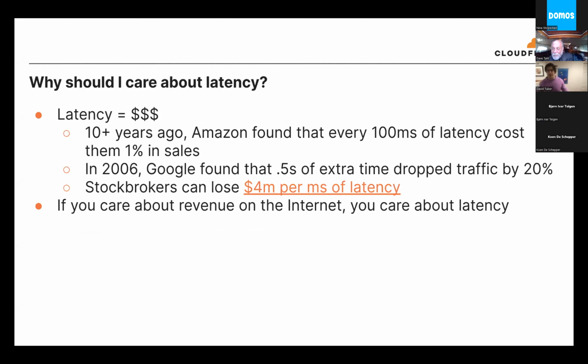So why should we care? This is actually a very fundamental question. Why are we here? The answer is because if you're an application developer, and I'm guessing that probably some of you are, latency has a direct correlation to revenue. This is not new information. Amazon found this out over 10 years ago. Google found this out in 2006. Stockbrokers have known this forever. If you've ever had any conversation with any tech company that deals with the finance industry, they have very, very strict latency requirements because they can lose a lot of money if they are slower than their competition.